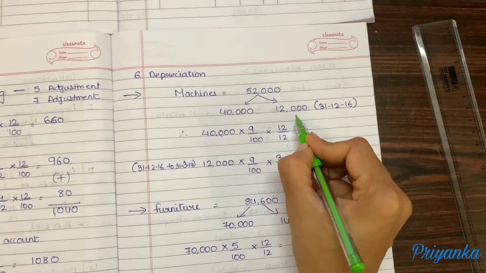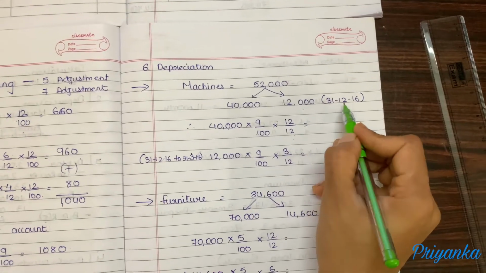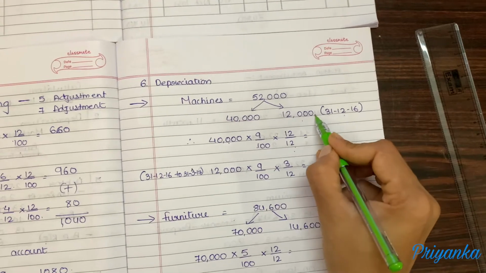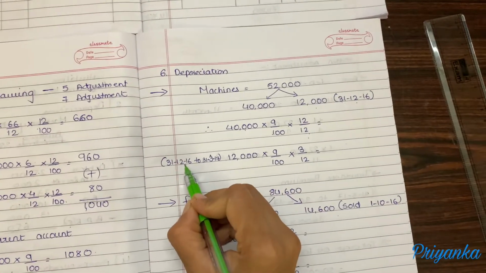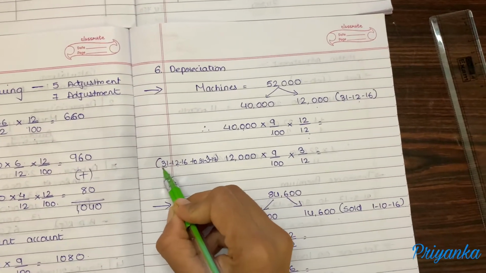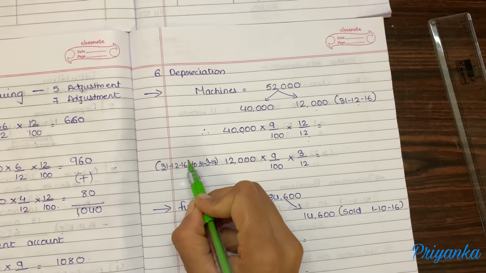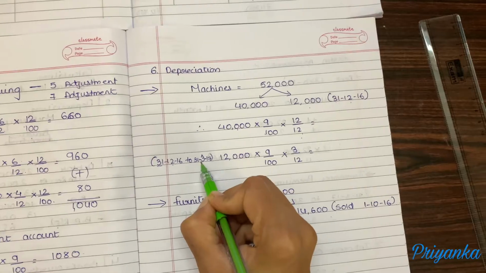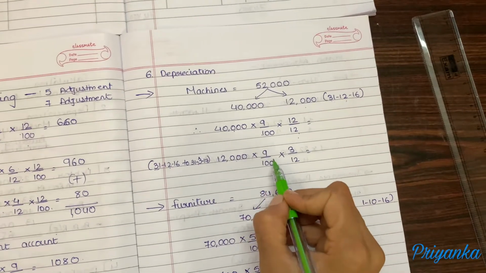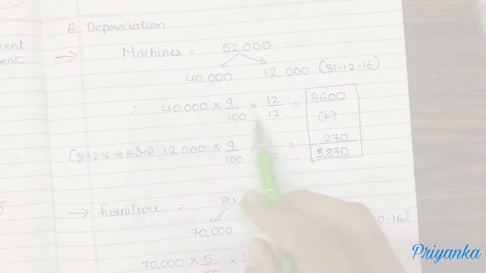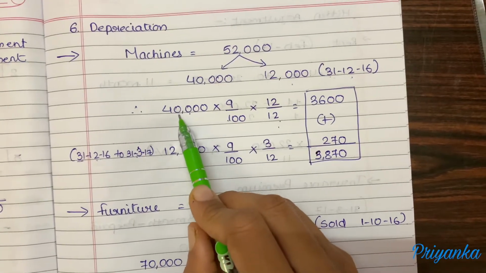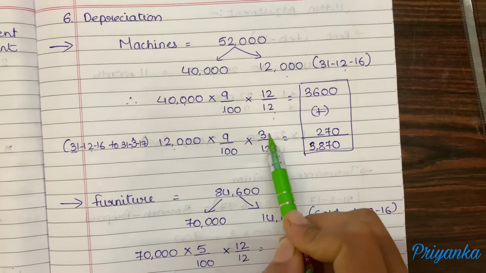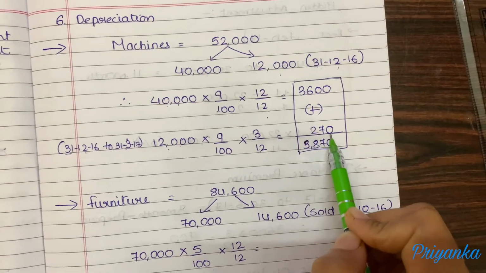But for the 12,000 which have been purchased in between of the year, that is at the end of the December, so the machine have been used, we can't count the December because it is 31st. So then if we count from January, February, March, so it is used only for the 3 months. So this 12,000 will be calculated for the 3 months. So my calculation is ready, where I calculate for the 40,000 is 3,600. For 12,000 which have been used for 3 months, it is 270.